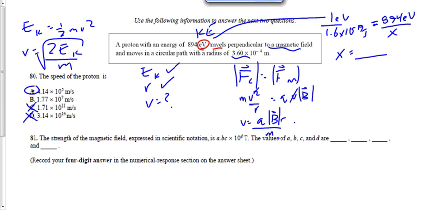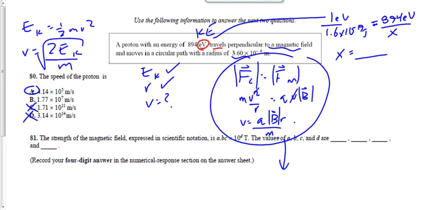Now we go on to question 81. Now we're looking for the strength of the magnetic field. All right, now, look, I wasn't so far off. Nick, when you said FC is equal to FM, you were on the right track as well, right? You just did it a little bit too soon.